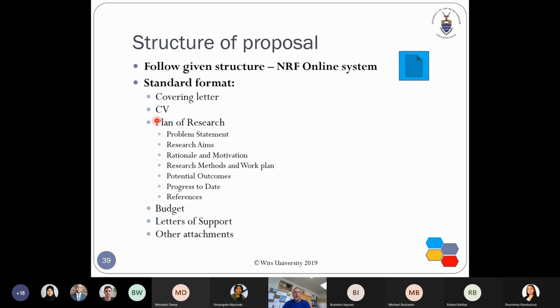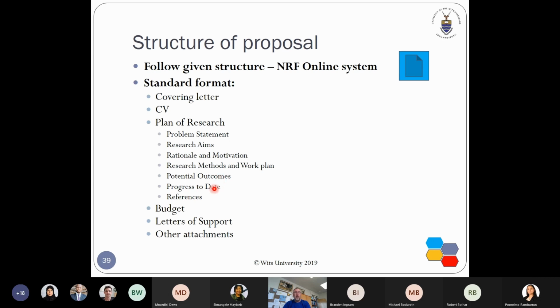Then the research application, the plan of research, often has an opening statement called a problem statement. And that, remember, folks, is where we put in this persuasive language particularly. Research aims. We'll talk more about them in a moment. Rationale and motivation, methods and work plan, potential outcomes, progress to date.